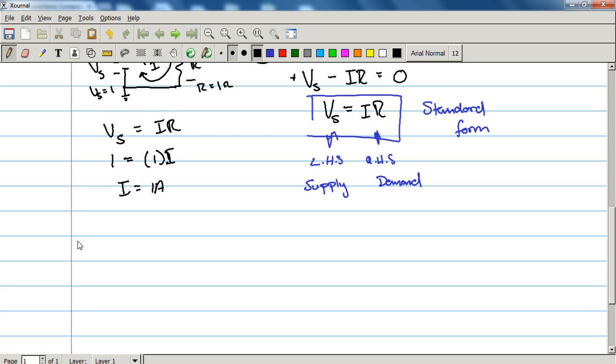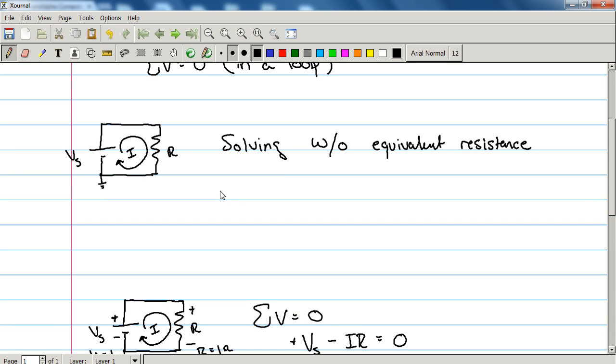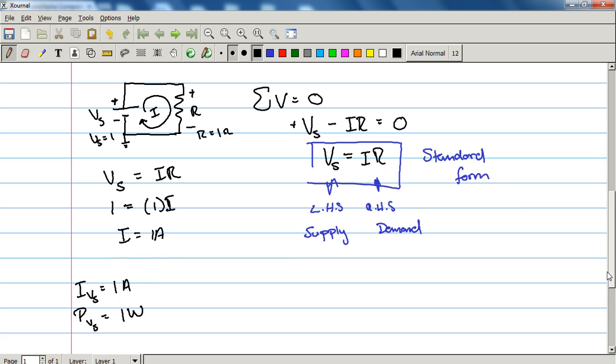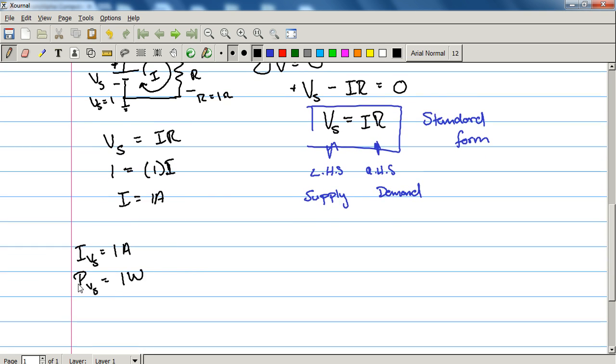So if we look at the current delivered by the voltage source, it is 1 amp, and the power delivered, that's a D, not a P, power delivered by the voltage source is 1 watt. Useful to remember all of the equations. V equals IR, power is IV, is IR squared. No, forget that one. Just use IV. IV is going to get you through all of this. So power is 1 watt, IV.